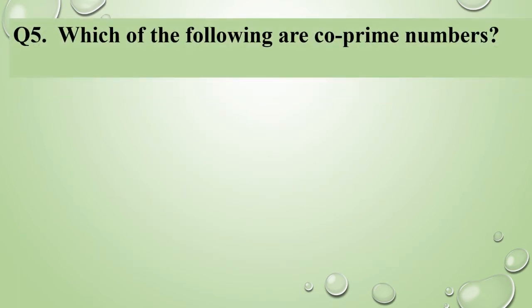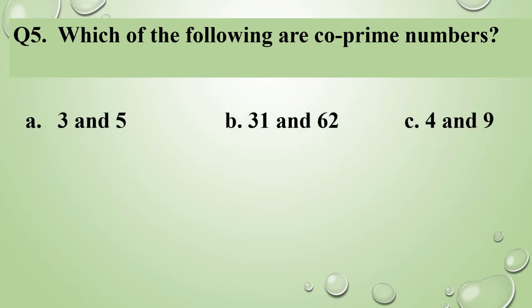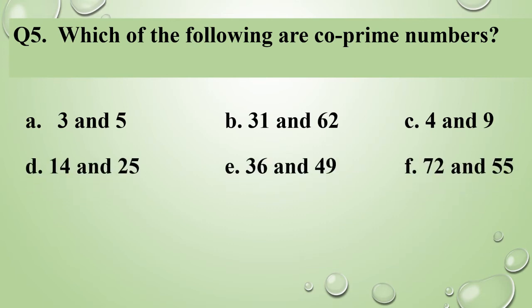Similarly, we will solve question number 5. Which of the following are co-prime numbers? Its A part is 3 and 5, B part is 31 and 62, C part is 4 and 9, D part is 14 and 25, E part is 36 and 49, F part is 72 and 55, G part is 40 and 4, and H part is 5 and 10. So we are going to start from its A part, 3 and 5. Let's do it.